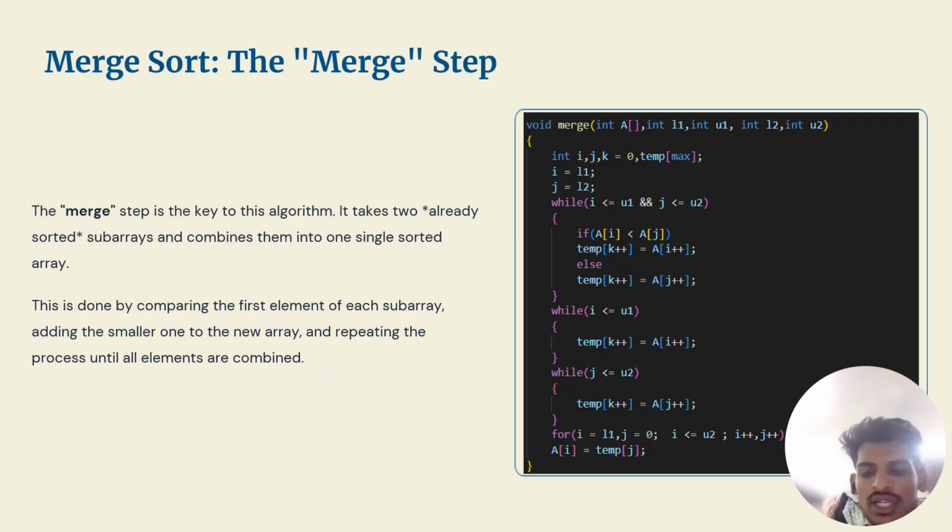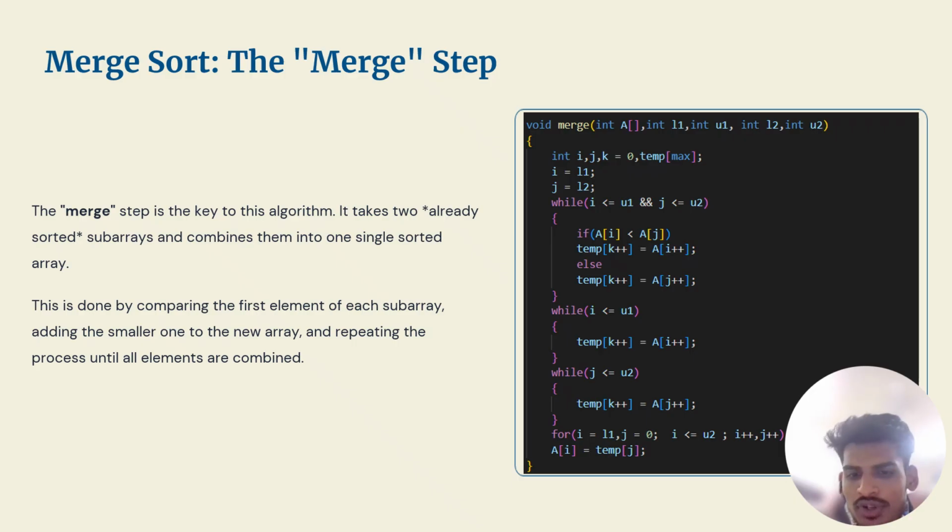Else, store the elements from the second subarray and increment j and k. This is the main merging logic. After this, we are creating another while loop: if the first subarray still has remaining elements, then store them to the temporary array and increment the i values, checking if i is less than or equal to u1. Similarly, you can run a loop while j is less than or equal to u2 and store the remaining elements of j into the temporary array.